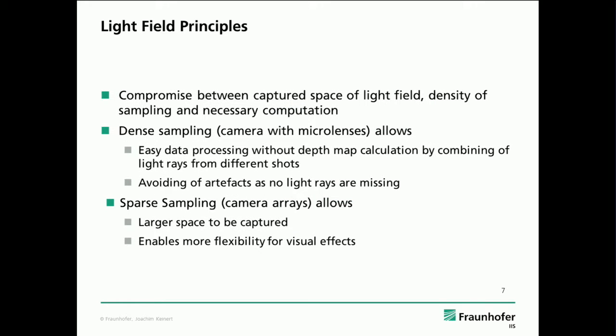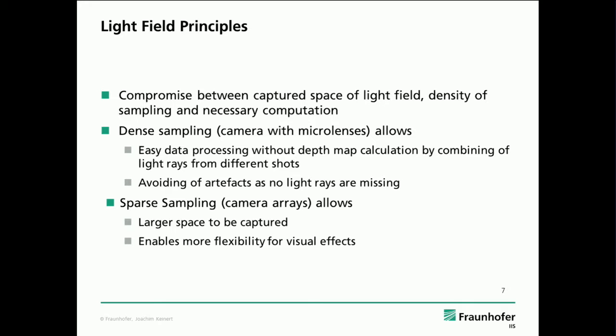In any way, you have to make a compromise between the captured space of the light field, the density of the sampling, and the necessary computation, it's clear. So there are different advantages and disadvantages for all of these aspects. If you have a dense sampling with microlens arrays, of course, this allows you, I would call it, an easy data processing, even if the data amount is really huge. But you can even calculate images without depth maps calculation by combining different images from different shots. And it clearly avoids artifacts as no light rays are missing.